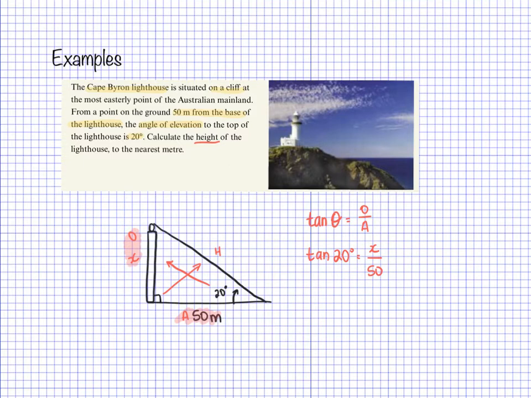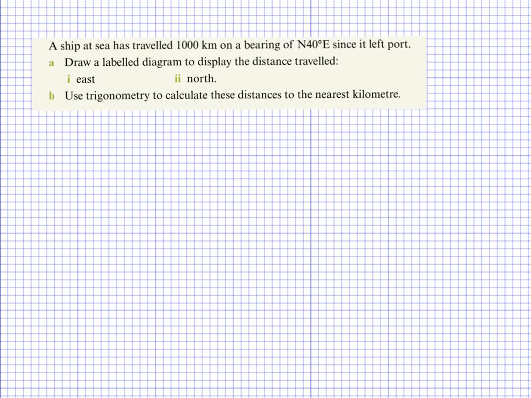We're then going to rearrange the equation to make x the subject. So x is going to be equal to 50 multiplied by tan of 20, which gives us an answer which is equal to 18.199. To the nearest metre, that is 18 metres. So most important with worded questions, highlight the key information and draw a suitable diagram. We'll try a few more. So let's try this question now.